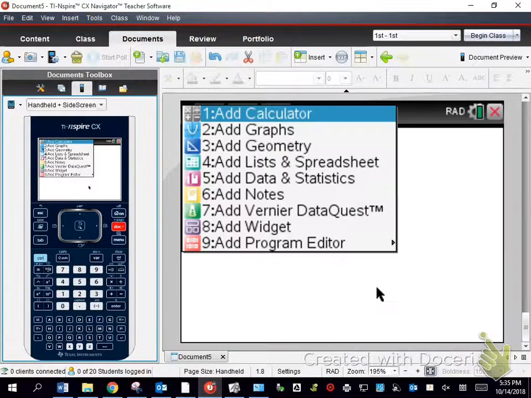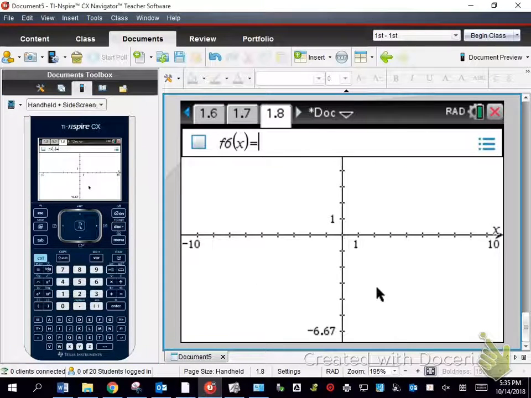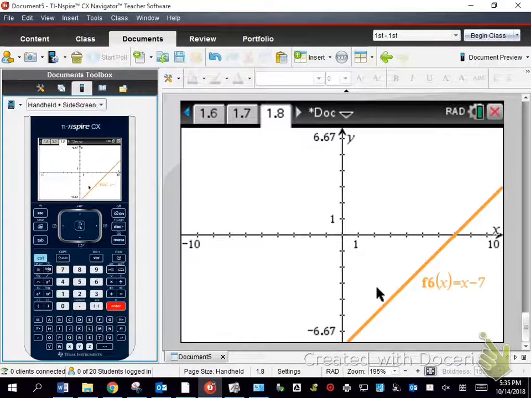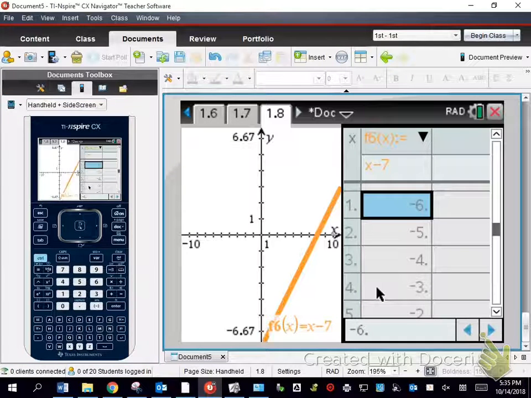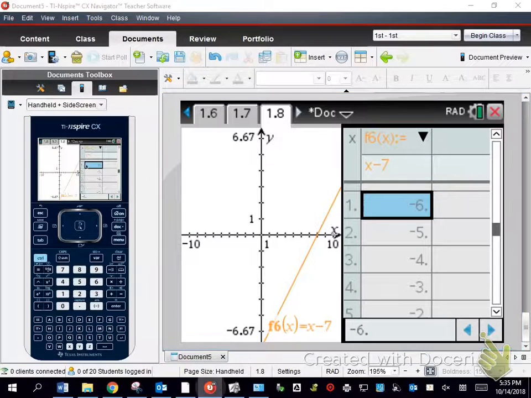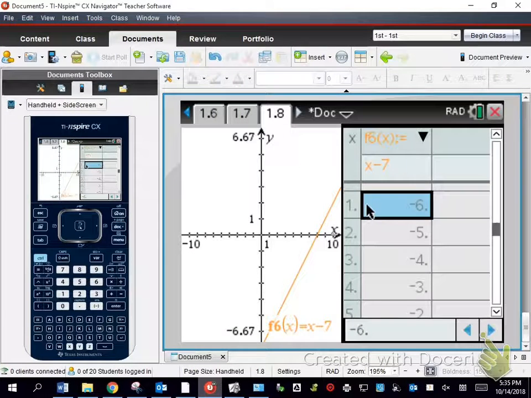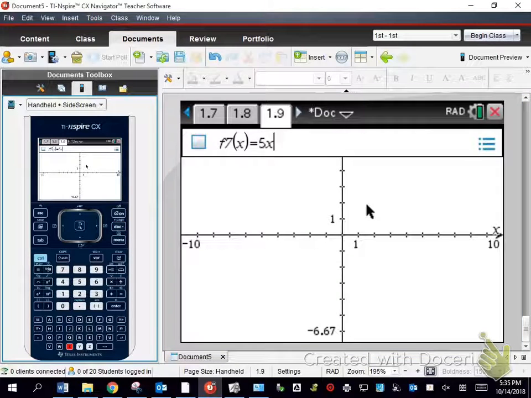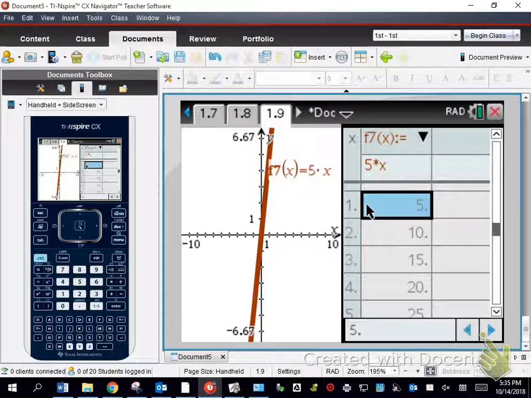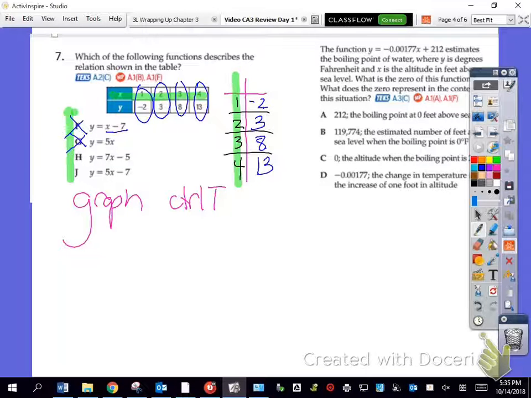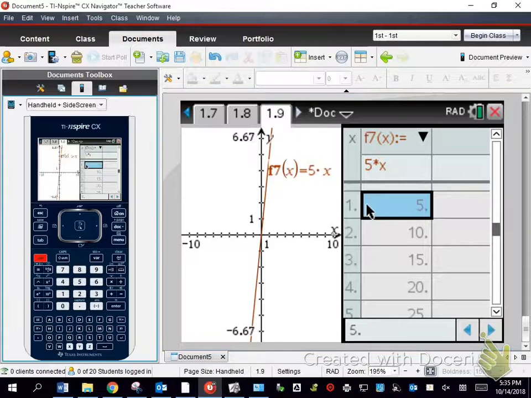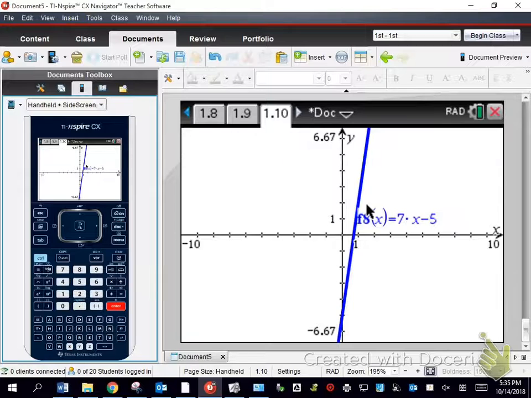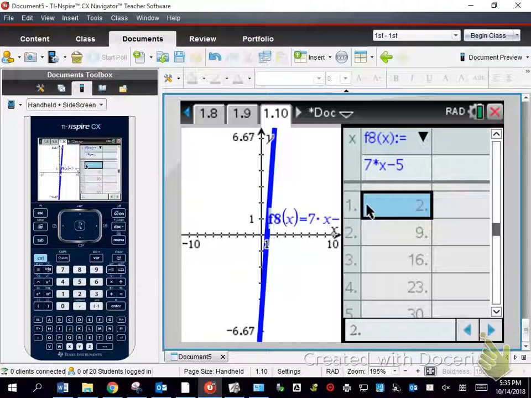So Control Doc, go to 2, and then you have x minus 7, and you hit your table, Control T, and the first one should be negative 2. That does not match. The second one is 5x, so Control Doc, go to 2, and 5x, enter, and Control T, that's 5, 10, 15. That does not match. And then 7x minus 5, so 7x minus 5, Control T, that does not match.